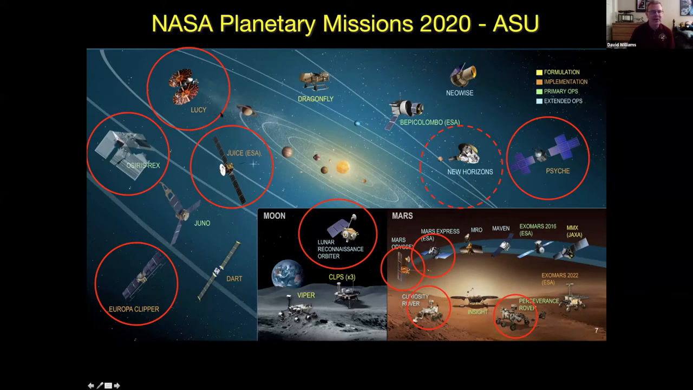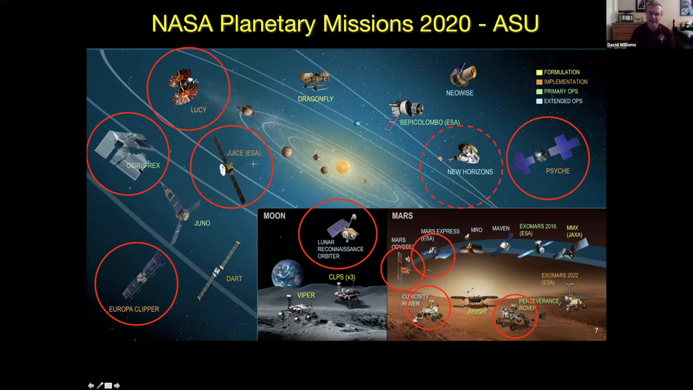These other circles are other missions that are in development, such as Lucy. This is a mission that's going to visit the Trojan asteroids, the asteroids that orbit with Jupiter around the sun. And Professor Phil Christensen is designing a thermal emission spectrometer to go on that particular instrument. The JUICE spacecraft, that stands for Jupiter Icy Moons Explorer, is a European Space Agency mission. It is designed to be an orbiter of Ganymede, the largest moon in the solar system, the only moon that has its own magnetic field, and it's a moon of Jupiter. Professor Jim Bell and I are involved with the Italian camera that's going to be on that mission.